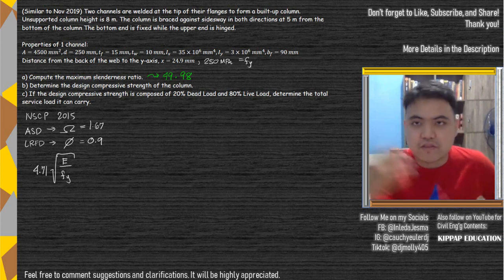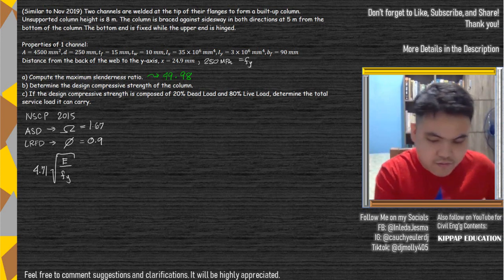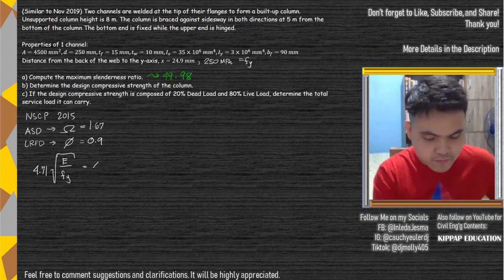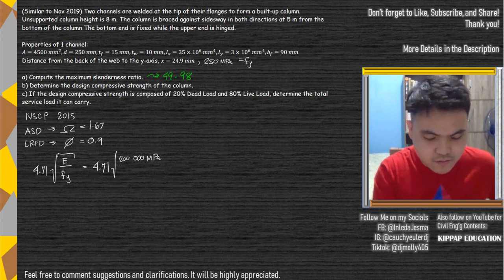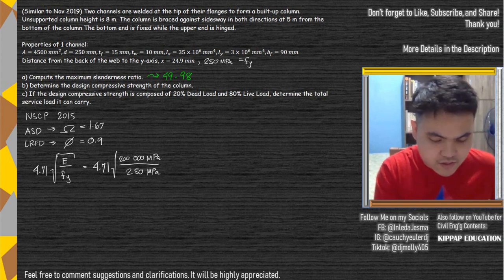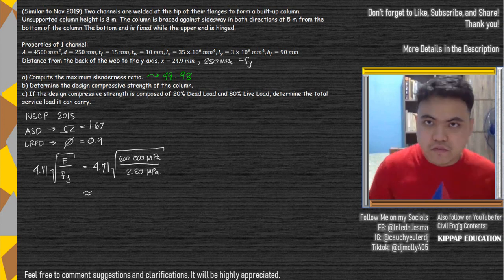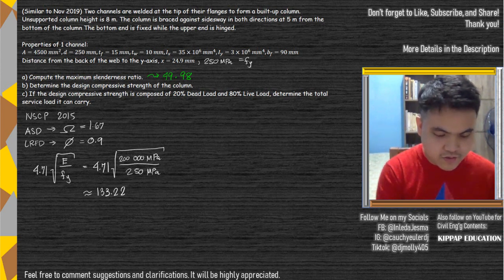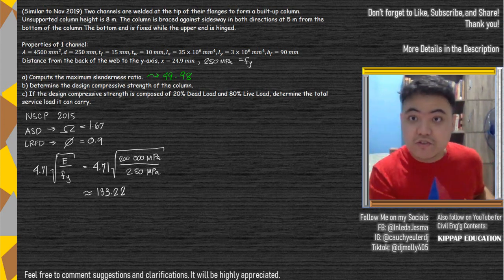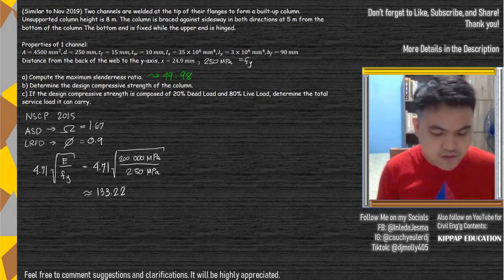That's Fy. Anyways, kung hindi man yan yung nasa video, then so be it. We have 4.71 times the square root of E over Fy. E is the modulus of elasticity of steel, that's 200,000 megapascals. Then we divide that by 250 megapascals. And the value here is approximately 133.22. So 133.22 actually yan yung critical slenderness ratio.